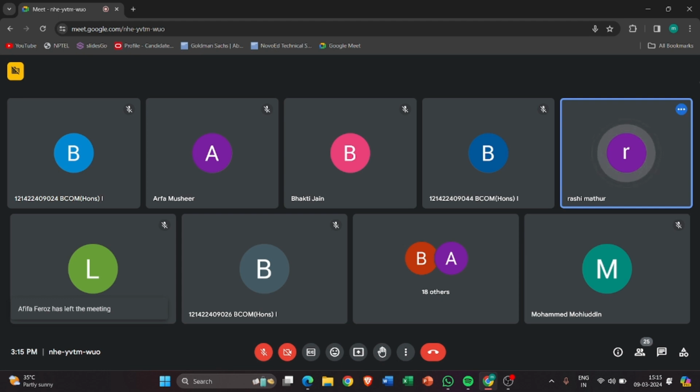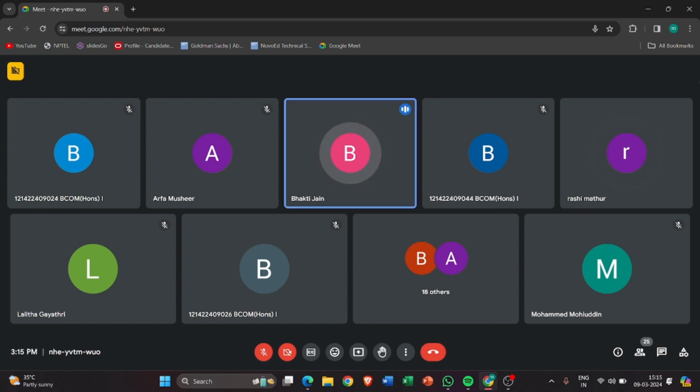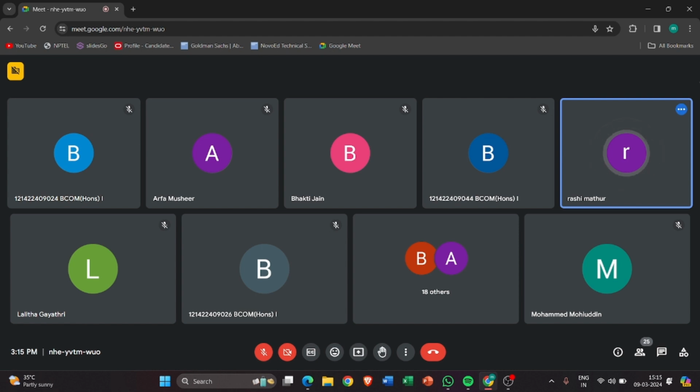Anything related to major long sums is only for the internals. Okay, so will we do... Ma'am, can you repeat Unit 5? Unit 5? I have given one simple problem.